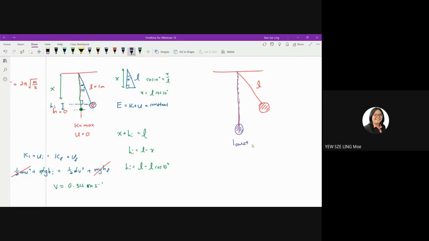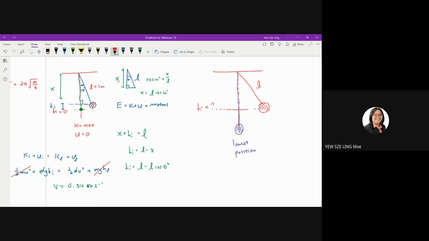So the lowest position still has the same L. Okay, dia masih ada same L. But what we do know now, okay, we want the height of the object at its initial position. Okay, kita nak height dia. Okay, we want the height. This is our HI. So we want to find out what is the value of HI.